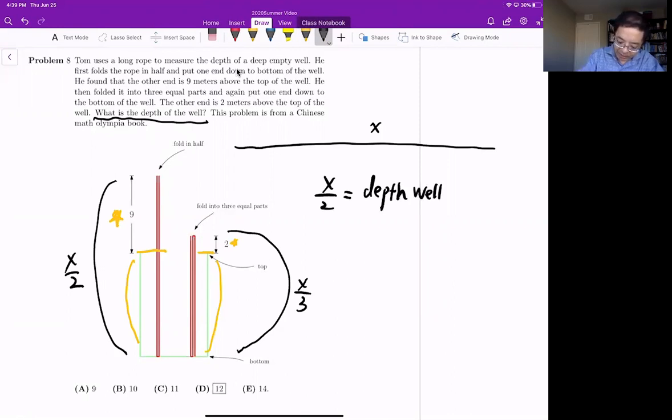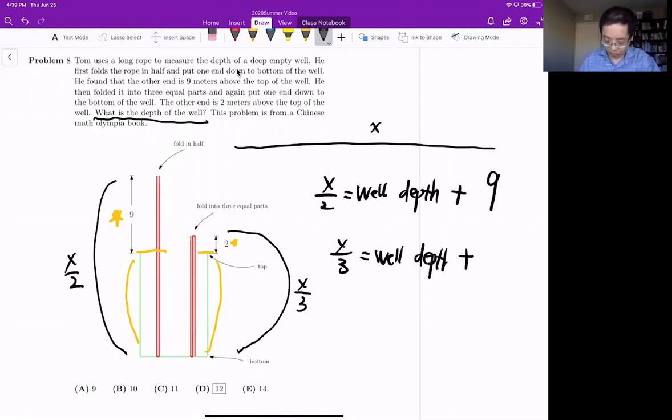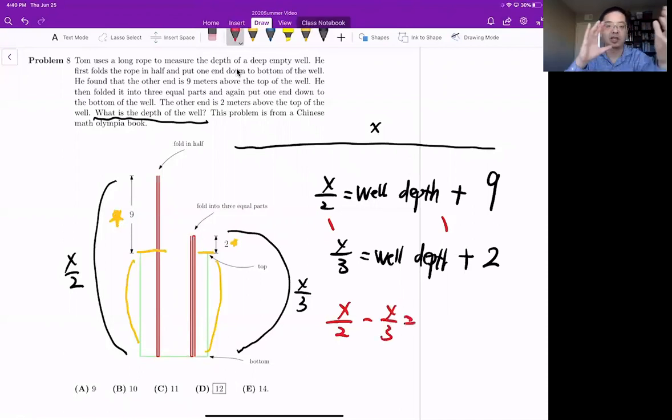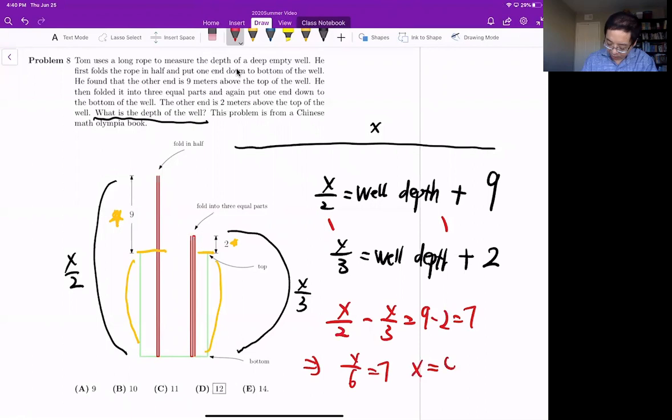So x over 2 is the well depth plus 9. Let me write it the other way: x over 3 is the well depth plus 2, right? Plus this extra 2. From here we can solve it. If you take the difference, x over 2 minus x over 3, because the depth of the well is the same, they just cancel, and the difference comes from those extra parts. So this is 9 minus 2, which is 7. From here x over 6 is 7, so we get x equals 42.